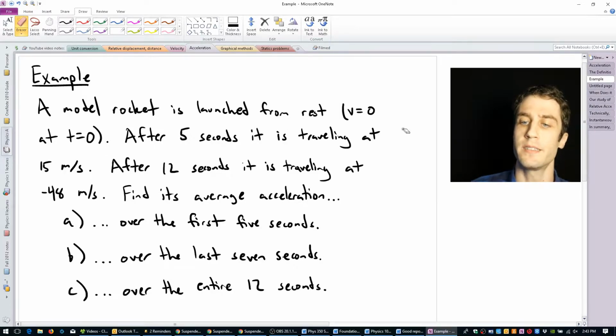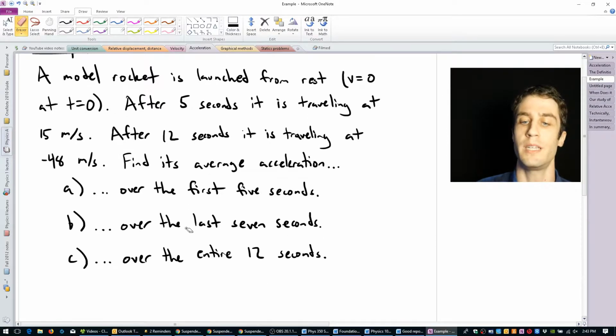After 5 seconds, it is traveling at 15 meters per second, and after 12 seconds, it is traveling at negative 48 meters per second. So I'd like you to find its average acceleration over A, the first 5 seconds, B, over the last 5 seconds, and C, over the entire 12 seconds.